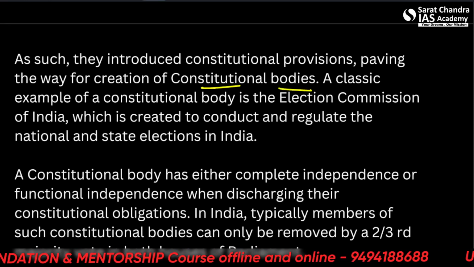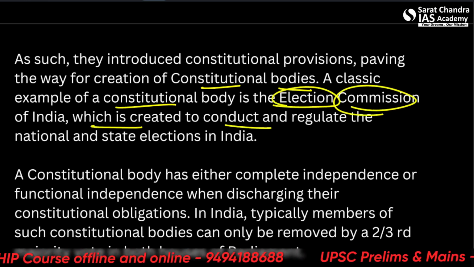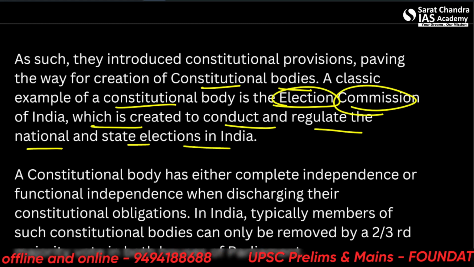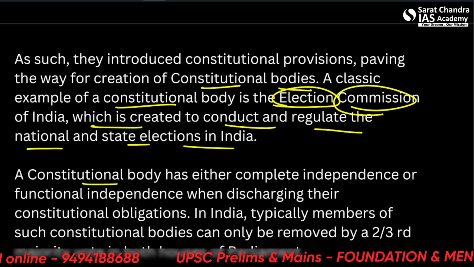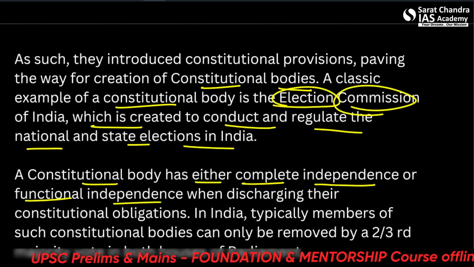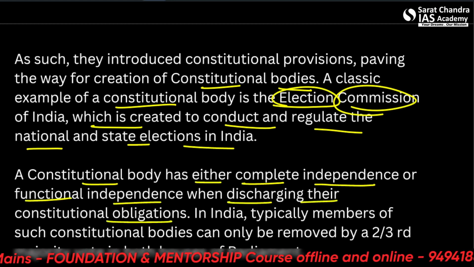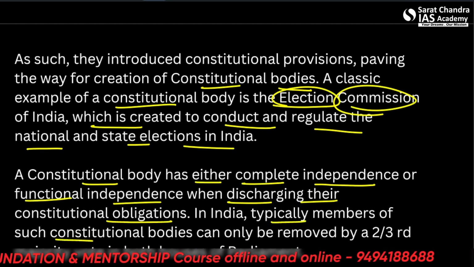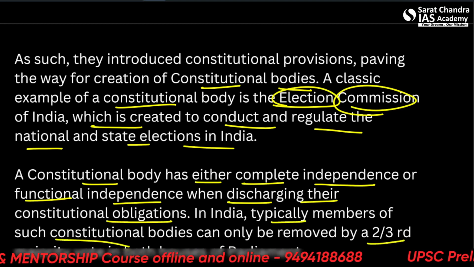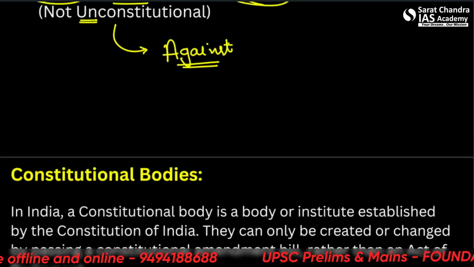A classic example of a constitutional body is the Election Commission, which is created to conduct and regulate the national and state elections in India. A constitutional body has either complete independence or functional independence when discharging their constitutional obligations. In India, typically members of such constitutional bodies can only be removed by a two-thirds majority vote in both houses of parliament.